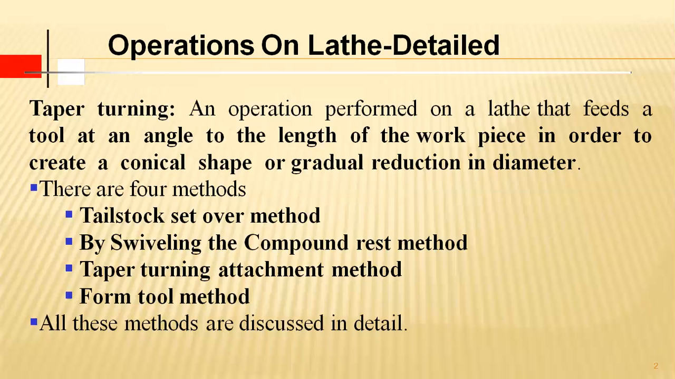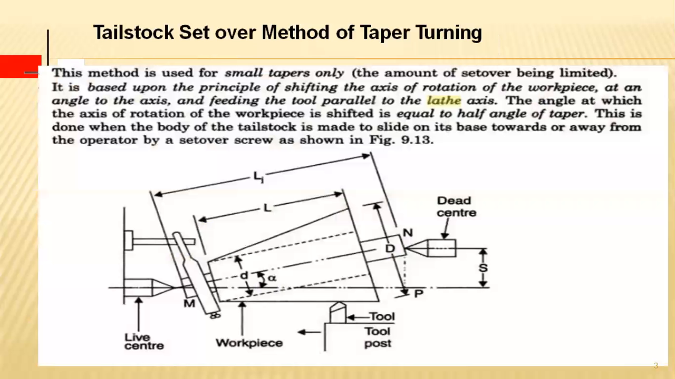It is an operation performed with a tool that is maintained at an angle to the length of the workpiece in order to create conical shapes or a gradual reduction in its diameter. So we discussed that, over a particular length as shown in the pictorial representation, the length is L, and here the diameter is capital D.